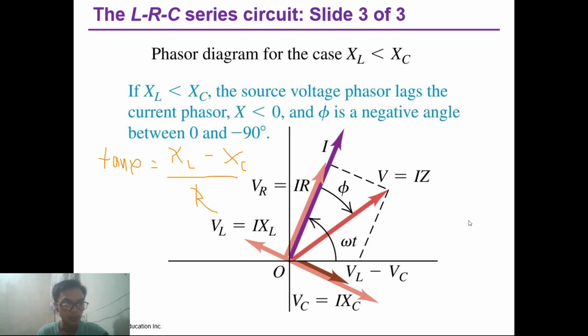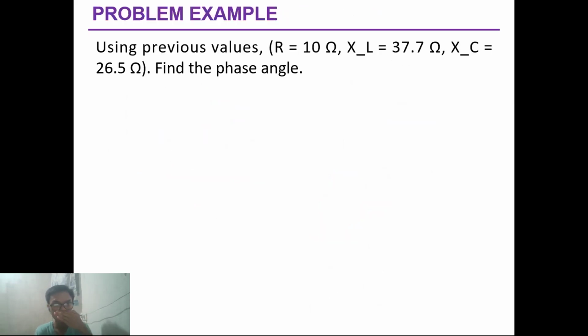So we will solve this example problem using previous values, such as the resistor R equal to 10 ohms, X sub L, the inductor, equal to 37.7 ohms, and the capacitor equal to 26.5 ohms. So we need to find the phase angle. We'll use the formula.